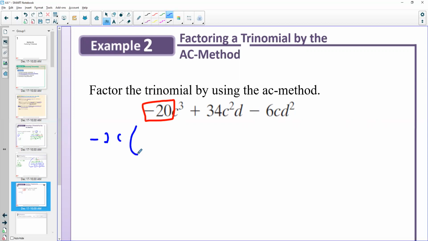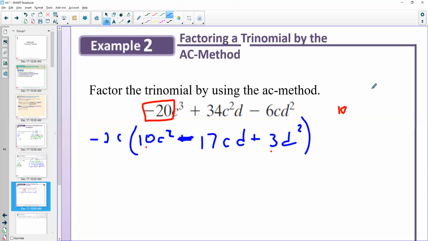What happens? That becomes 10C squared. Minus, let's see, that's a 17CD plus, because I pulled out a -3D squared. All right, so I'm going to close that parenthesis. Okay, so now I need to use the AC test for what's inside here. So A is 10, C is 3, so 10 times 3 is 30.